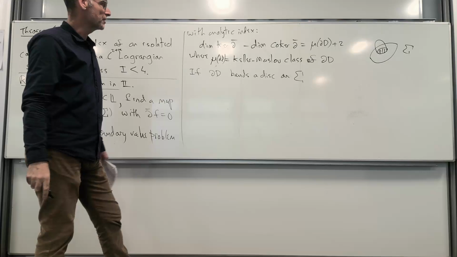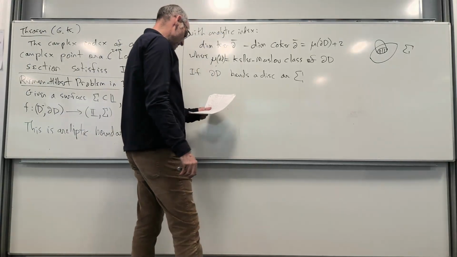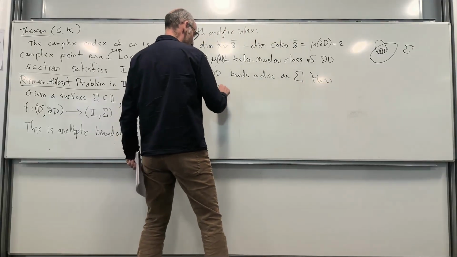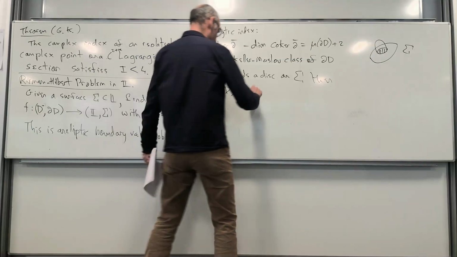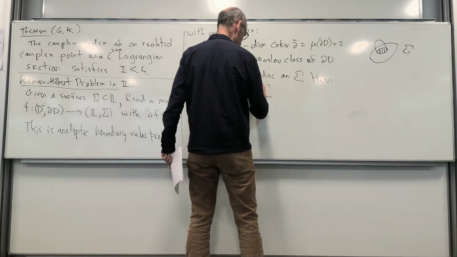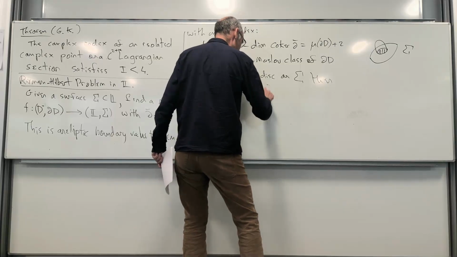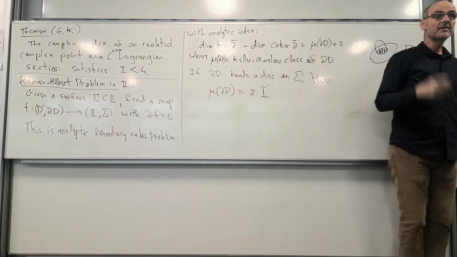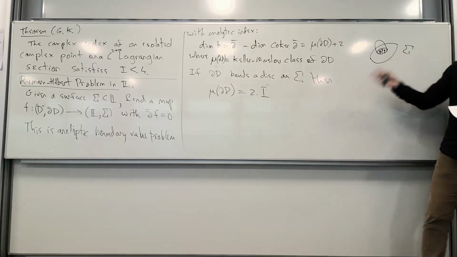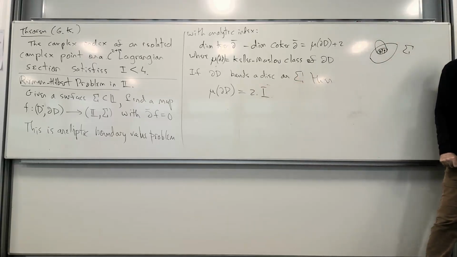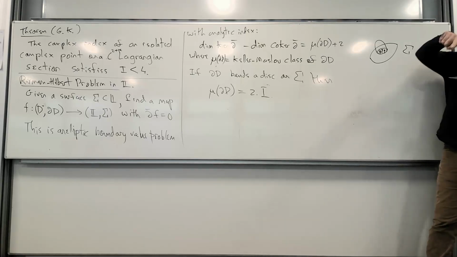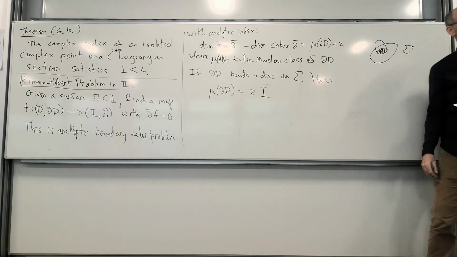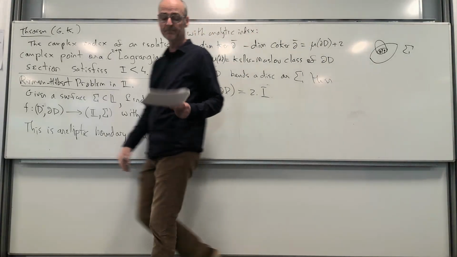Okay, so if the boundary bounds a disk on the surface, then in fact this Maslov class of the boundary is actually just twice the sum, I'll just call it capital I. It just means the sum of the complex indices of the points inside. So if you have complex points inside there, each of them has a complex index, and if you add them all up and multiply by 2, that's the Maslov class of the boundary. So it counts how many complex points are inside the boundary curve, if there's a disk in the interior, that is.